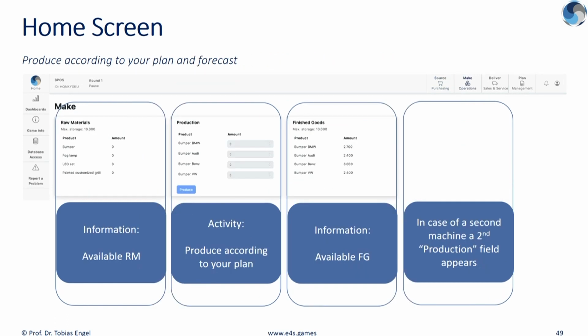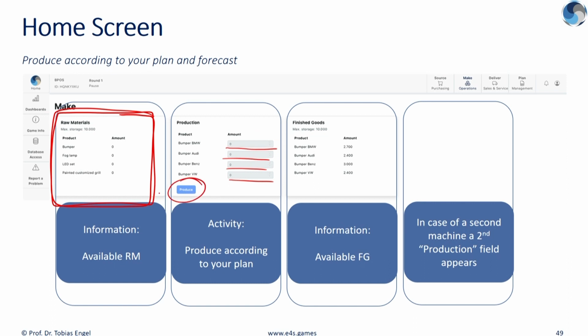If we go to the make function, we have a similar view. We first of all have the information on how much raw material is available. So if we have the product tree and we have enough time, because production time is based on the round time, as we will see a little later on, you can produce, and if you want to produce, you can decide how many products you want to produce. Just type in the numbers and then hit the produce button.